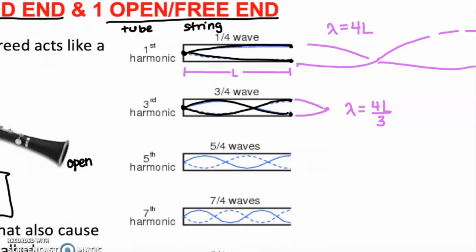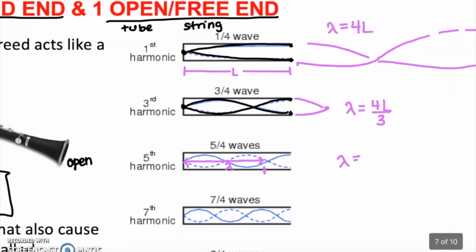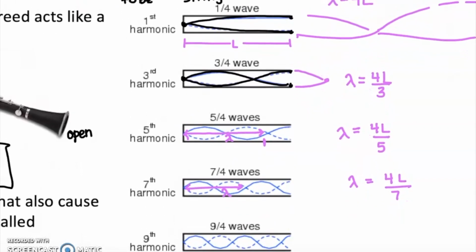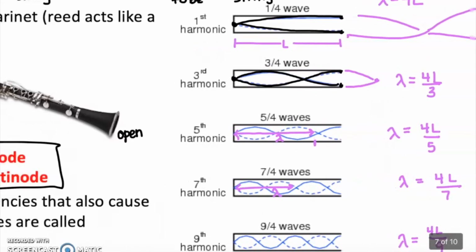Consider this one right here. I can actually see my whole wavelength, here being one wavelength. So lambda here would be equal to 4L over 5, or 4/5 of the tube. Again, over here, I can see my lambda. Lambda here would be 4/7 of the length. And you're starting to see a pattern arise.